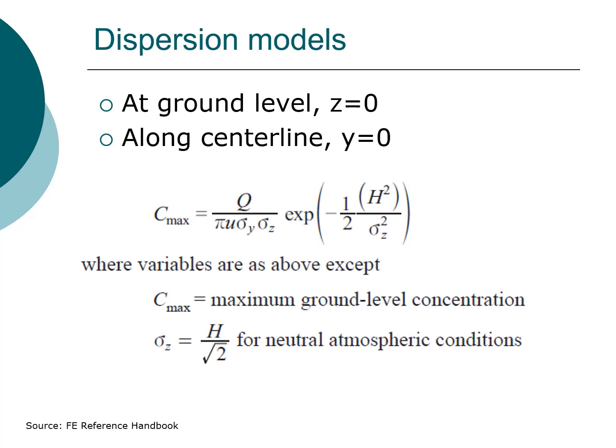Now, if we're looking for the concentration of the pollutant at ground level and along the center line, then Z is equal to 0 because we're at ground level, and if we're looking at the concentration at the center line, Y is equal to 0, and the equation simplifies even further to the equation that we have here.